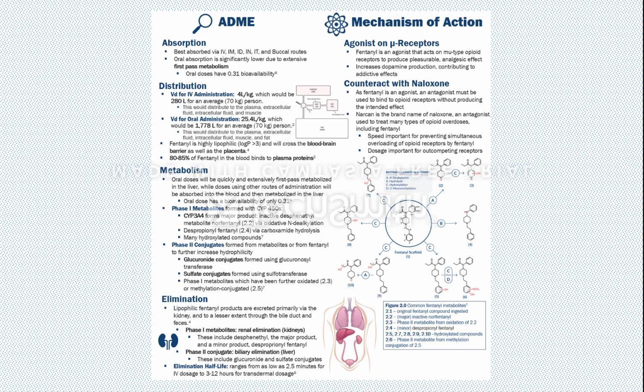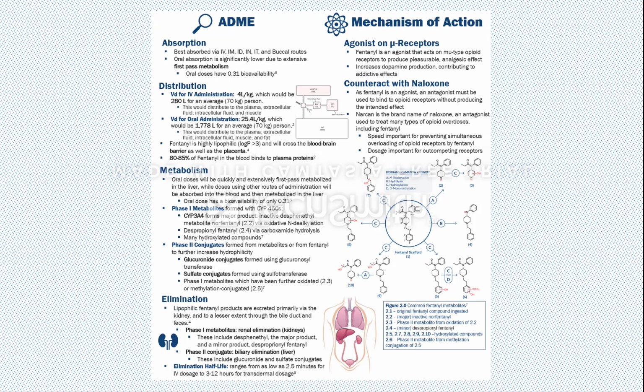A small proportion of products will remain lipophilic and will be trapped in fat stores or circulate around the body for a long period of time before eventually becoming eliminated through the kidneys, and to a lesser extent in the bile and feces. Phase 1 metabolites undergo renal elimination, including products like norfentanyl and despropionyl fentanyl, whereas phase 2 metabolites, including glucuronide and sulfate conjugates, typically undergo renal elimination.